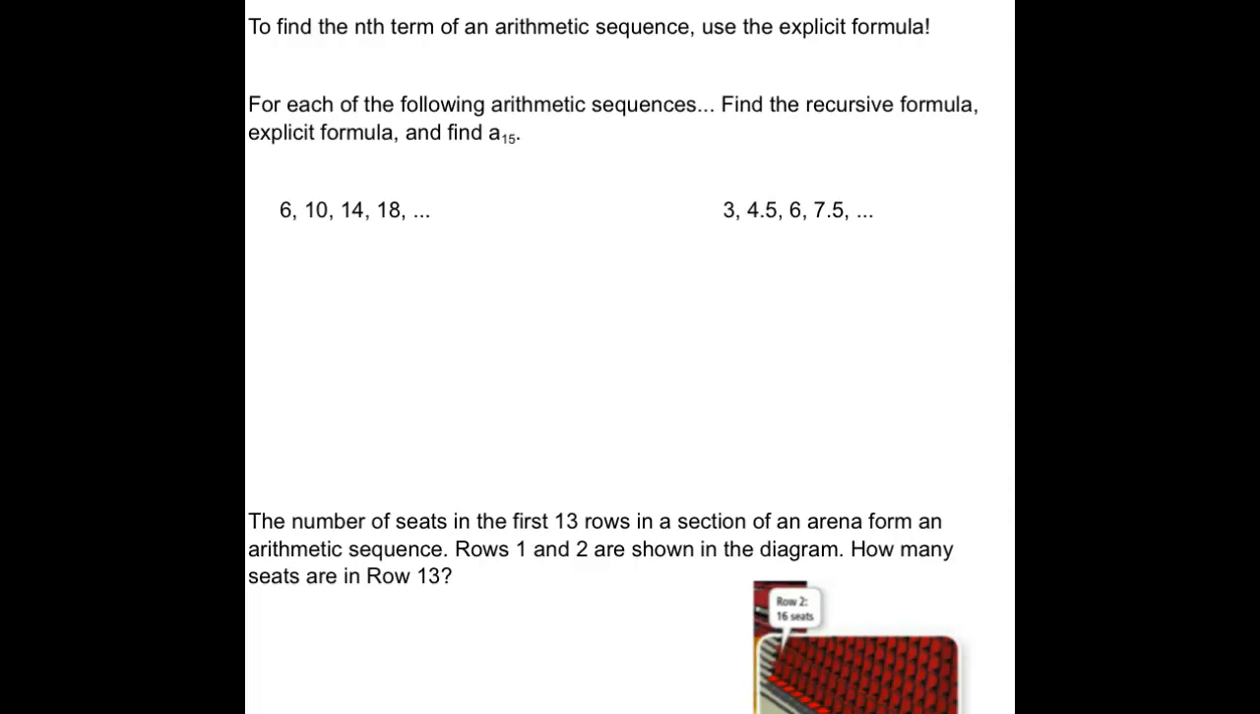So for these next two, it says to find a recursive formula and an explicit formula, but then there's one extra piece here. They're asking us to find the 15th term. So to do that, we are going to use our explicit rule. We are told here they are arithmetic, so we know that there has to be a common difference. So again, to find our d value, we take our second term and subtract our first term. So this time I'm adding 4, and if you check it, 6 plus 4 is 10, 10 plus 4 is 14, 14 plus 4 is 18. It seems to be working.